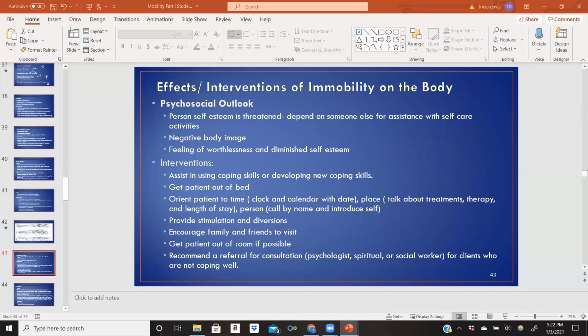So when a person can no longer move their body purposefully and they need to depend on someone else for assistance with even simple self-care activities, the person's sense of self becomes threatened. Skeletal deformities can influence body image, and inability to meet role expectations can decrease their self-concept. And a prolonged period of lying dependent in a bed can lead to feelings of worthlessness and diminished self-esteem.